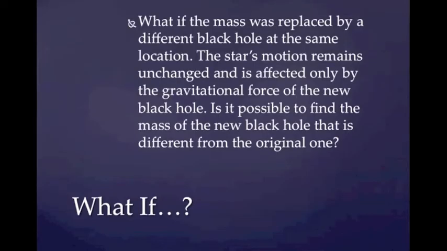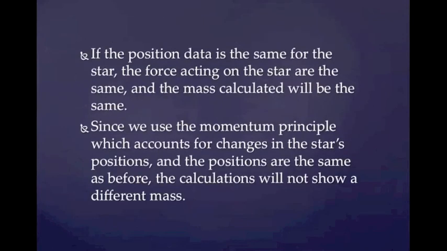So what if a different black hole replaced the current one we were just looking at, and the star's motion is completely unchanged? Well, I think it's absolutely impossible to find the mass of the new black hole because there is the same position data. And if there's the same position data, all of our outputs that we got before are going to be the same: the velocity, the momentum, and the net force. And so the momentum principle accounts for these changes in the star's positions, but if they're the same as before, there's going to be no different mass shown.